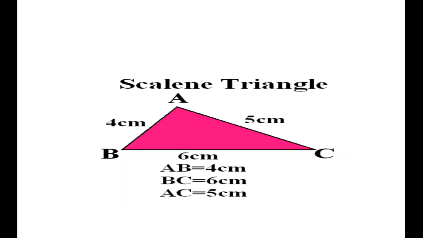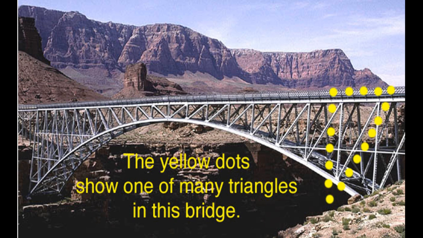So let's have a look with measurement. One side is 4 centimeter, the other is 5, and the third one is 6. So all three are different in length. So this triangle's name is scalene triangle.